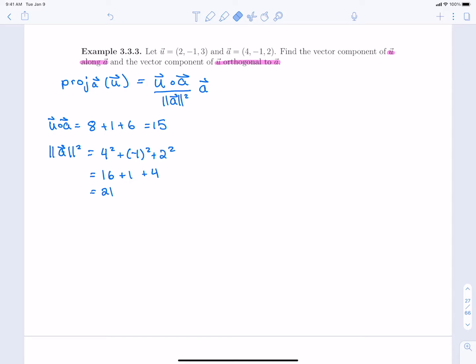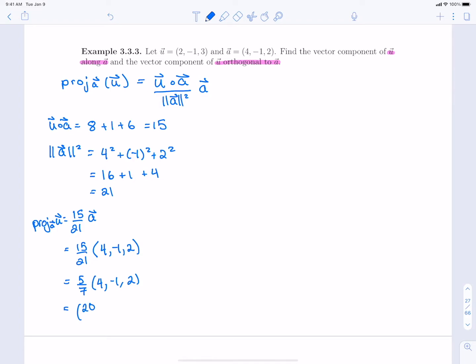So I have now that the projection is going to be 15 over 21 times A. So here's my projection of u on A. That's 15 over 21 as my scalar multiple of 4, negative 1, 2, which is the same as saying it's actually 5 over 7, because both 15 and 21 are multiples of 3, and I am left with the vector 20 over 7, negative 5 over 7, and 10 over 7.